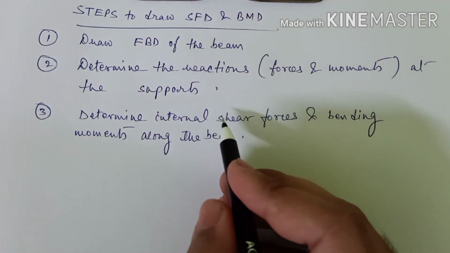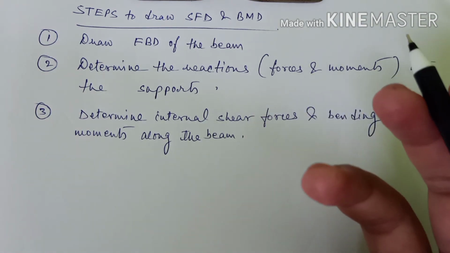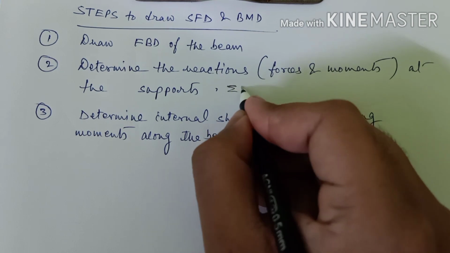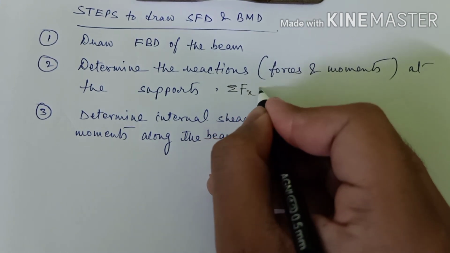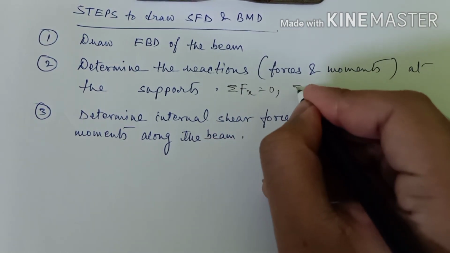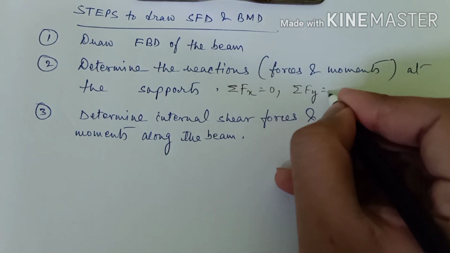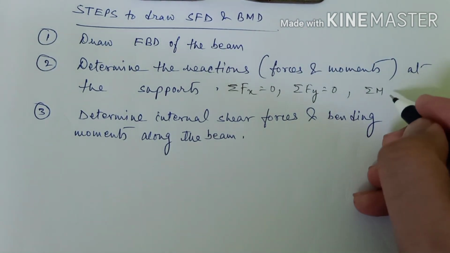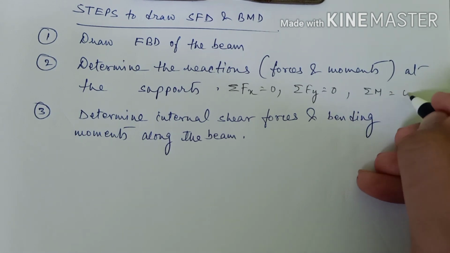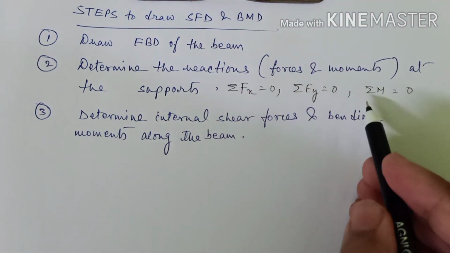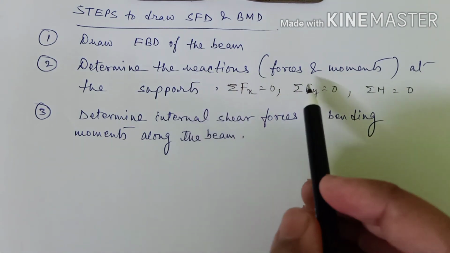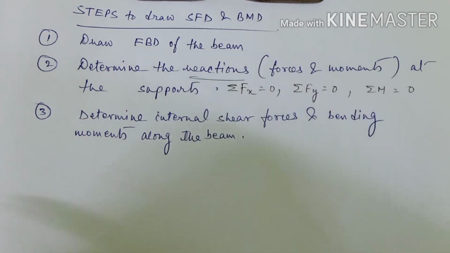We can do that by applying the equilibrium equations, that is, the summation of horizontal forces is 0, the summation of vertical forces is 0, and the summation of moments about a point is 0. So by using these equilibrium equations, we can find out the reactions.